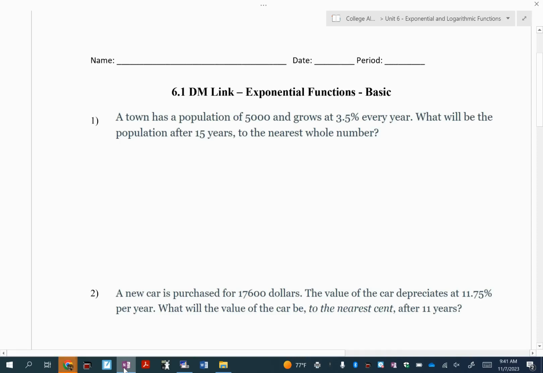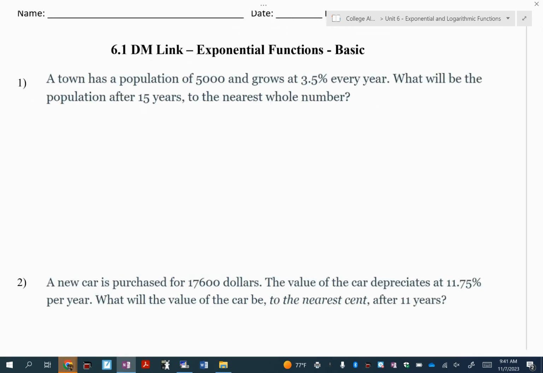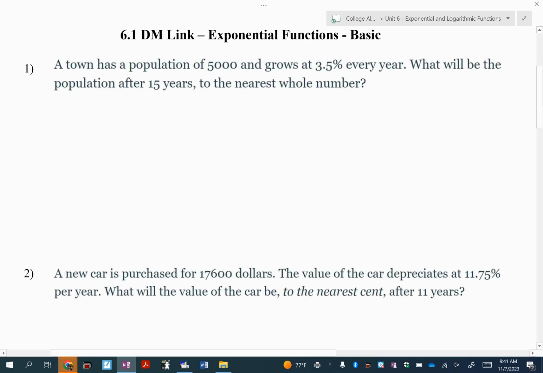I want to take a moment and make sure you guys have a calculator here. We're going to write some basic exponential functions, and then we're going to find the value after a certain number of years. So let's look at the first one. The first one says a town has a population of 5,000 people and grows 3.5% every year. What will be the population after 15 years rounded to the nearest whole number?